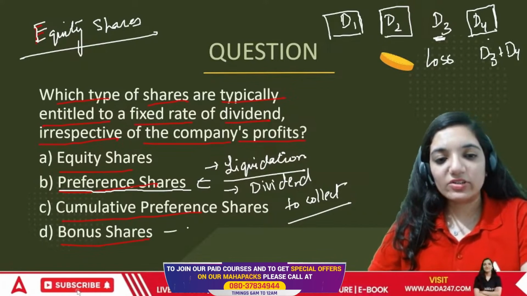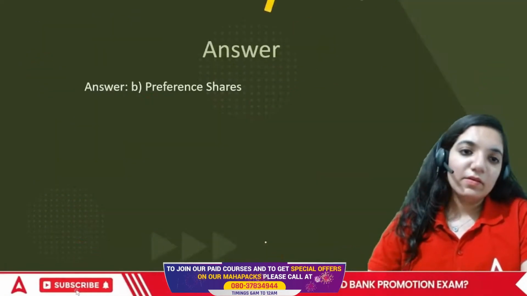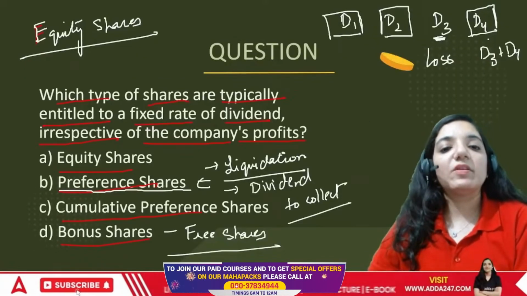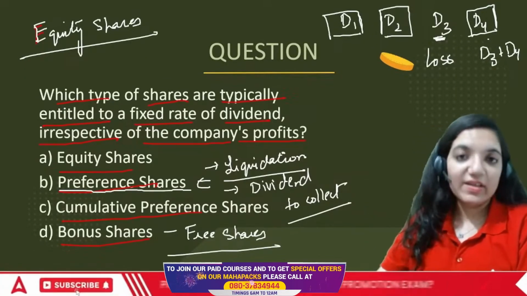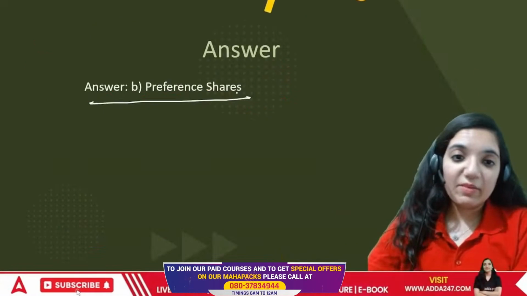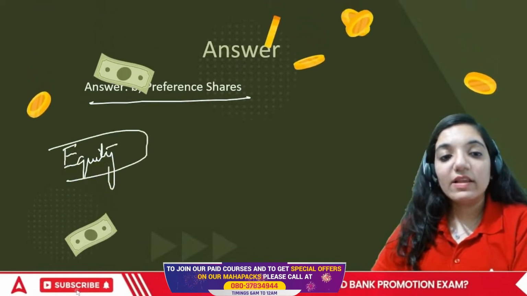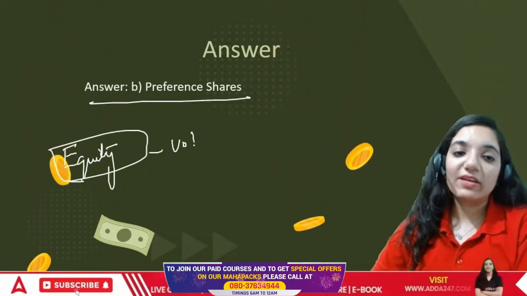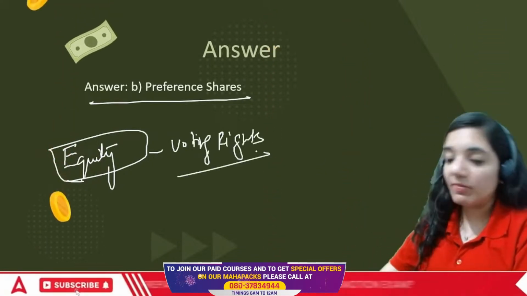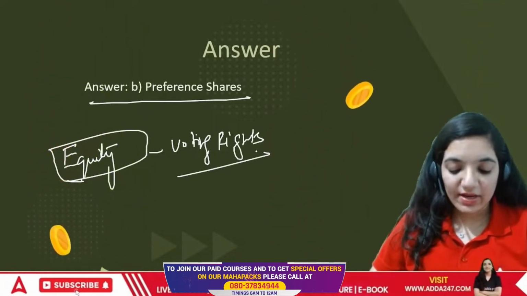Bonus shares are free shares. So the answer is preference shares. These are those people who have a fixed rate of dividend. Whatever happens, they normally get a fixed rate of dividend, while equity gets the leftover. But always remember, even though equity are the scavengers of the organization, they get the leftover. Equity shareholders have the voting rights, because ultimately these people are the owners of the organization. They have invested for a longer period of time in the organization. Their investment is way more than anybody else in the organization, right?